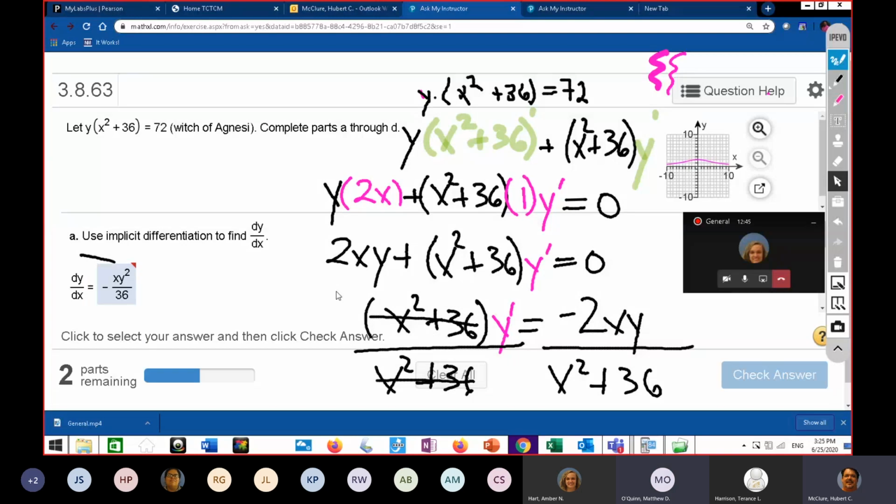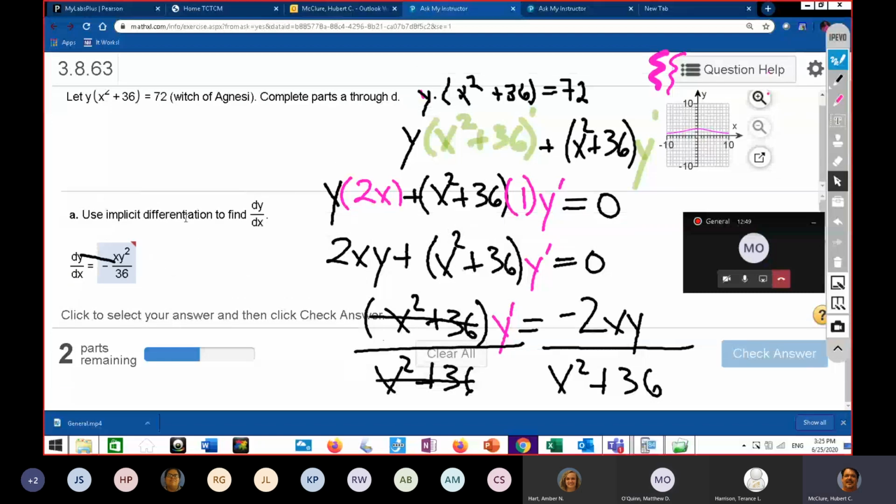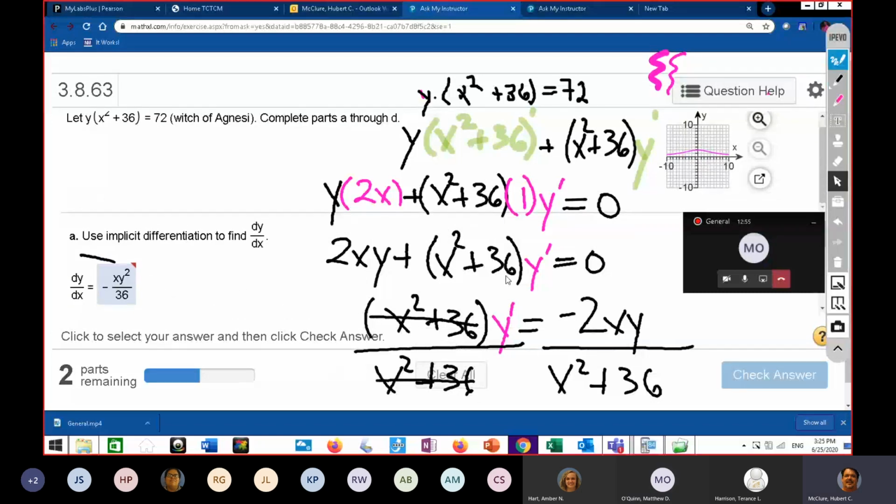x y squared. And the reason I have a problem with this is there's no way to simplify x squared plus 36. Well, I mean, that's not a shortcut. You can't simplify it. So I don't know how they're getting 36 down here. It's not even equivalent expressions. So I think something's wrong here.